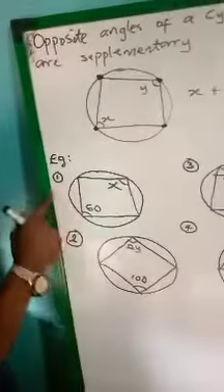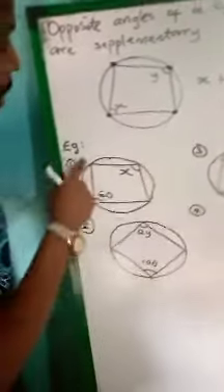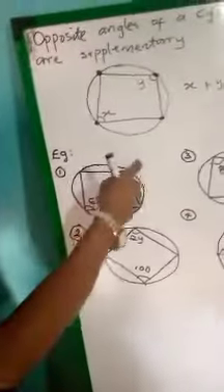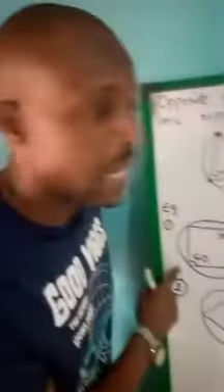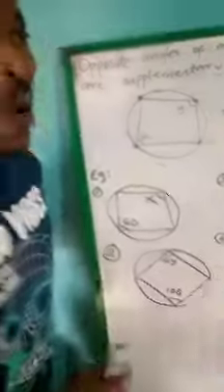Now, in a cyclic quadrilateral, when you add the opposite angles, you get 180. And that is just it. So we prepared some questions here. Look at question 1. It's a cyclic quadrilateral. All the ends are on the circle. That means x plus 60 equal to 180. It means x is definitely 120.